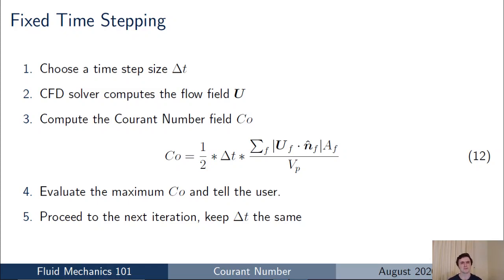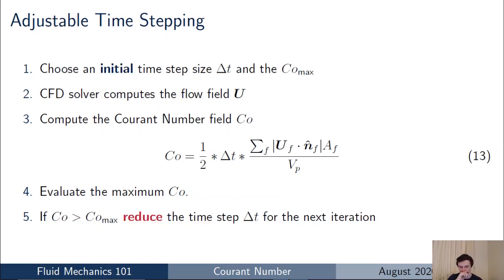But you can see with a fixed time stepping approach, it's not really very intelligent and nothing difficult is really going on here. All that's happening is the CFD code is just calculating the current number field and reporting the maximum value to you so that you can do something with that if you want to. But is there something better we could use? What about if we would use some kind of automatic adjustable time stepping?